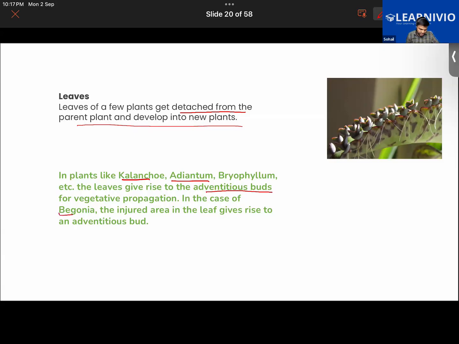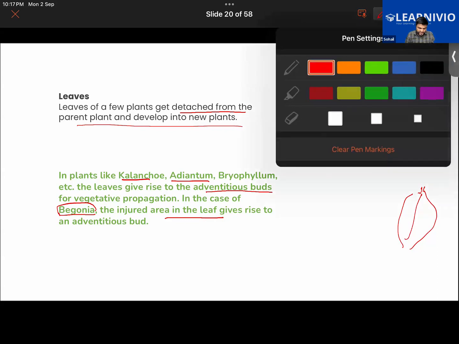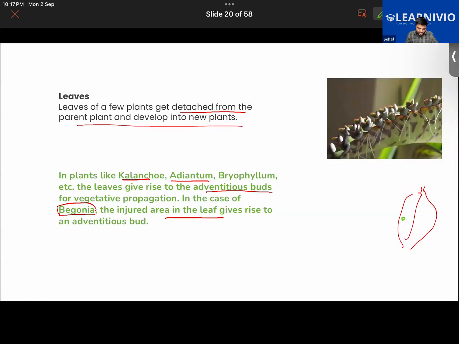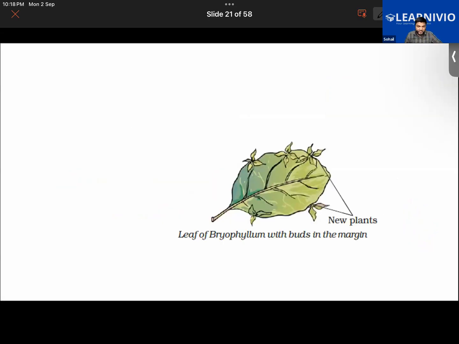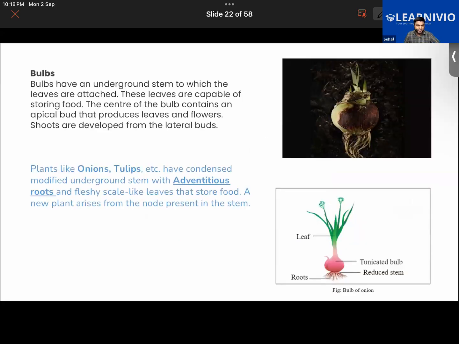There's also a special plant like the begonia plant. In the case of begonia, let's say this is a leaf of a begonia plant, and if at some place it gets injured or damaged, there it can grow buds, and from that bud a new plant can grow. Anyways, the main thing you have to remember is the bryophyllum leaf. Also observe this image of the bryophyllum leaf. On the margins of the leaves, the buds are present, and those buds grow into a new plant, as you can see. So that's all about bryophyllum.